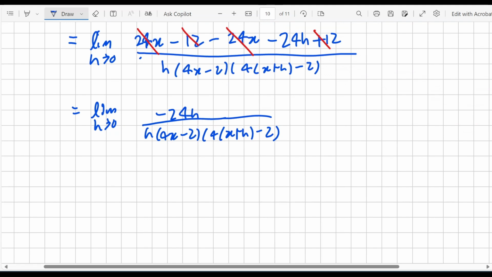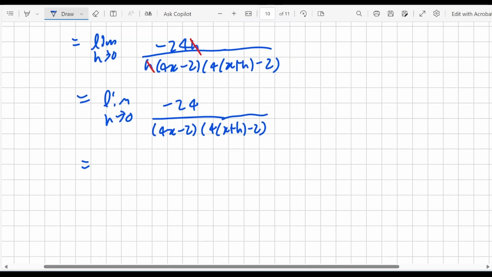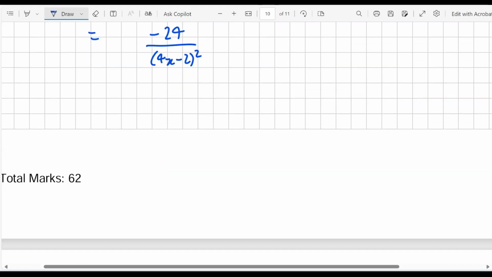All right, now we can cancel the h's off the top and the bottom. So there they go. And we're going to be left with the limit as h goes to 0, minus 24 all over 4x take 2, and 4 brackets x plus h take 2. Now at this point we can actually sub in h equals 0. So you'll get minus 24 over 4x take 2, and this other bracket will become 4x take 2. So just h equals 0 there. And then pretty much that just gives us minus 24 over 4x take 2 squared. And we're done.